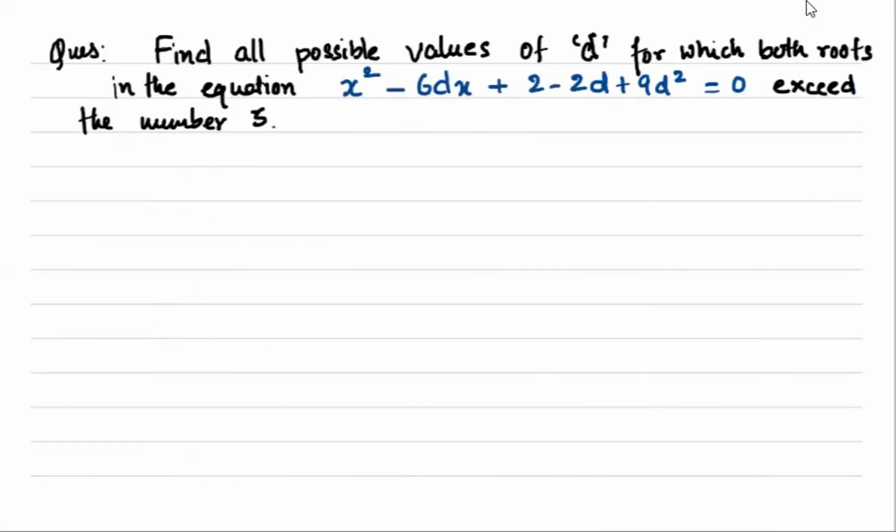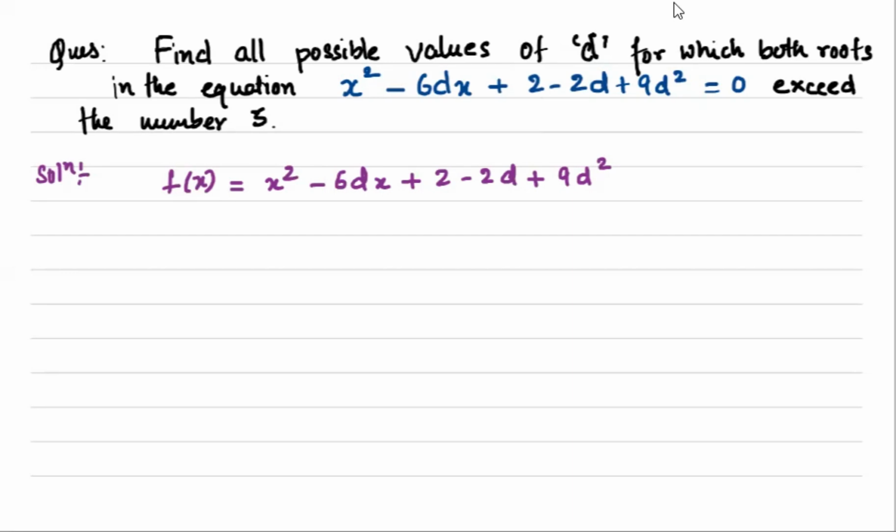So here we have the first question. It says, find all possible values of d for which both roots of the equation exceed the number 3. So what is the first step? I'll write the solution. The first step is to assume the polynomial as x squared minus 6dx plus 2 minus 2d plus 9d squared. So here a is 1, b is negative 6d, and c is the constant, 2 minus 2d plus 9d squared.